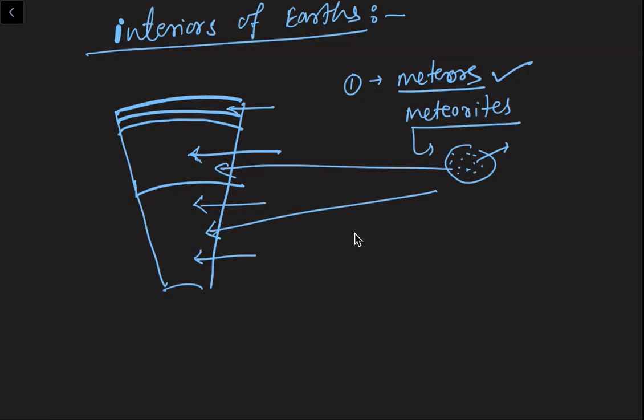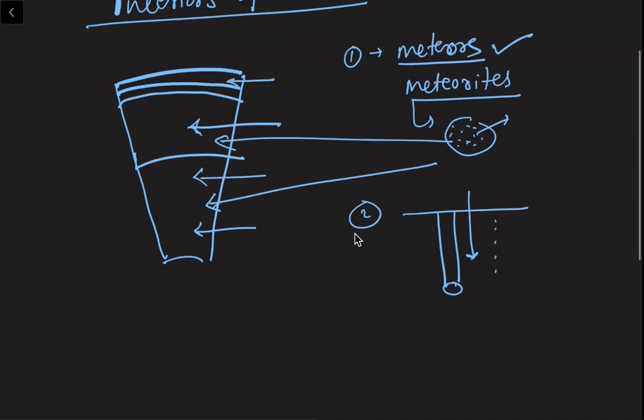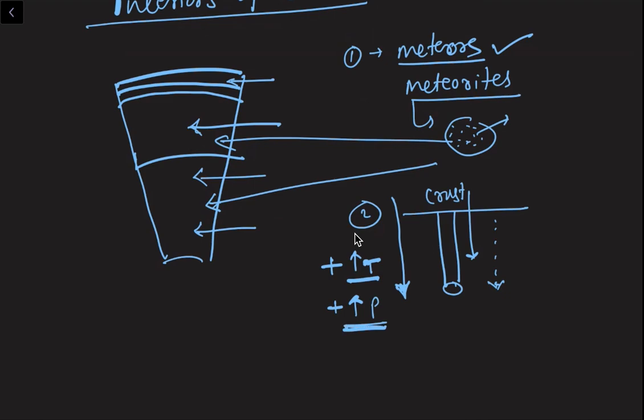Then there are the evidences where we deeply bored inside the Earth's surface. We dig deep and we find the rock structure, the changing rock structure. We also found that as you go deeper inside the Earth, there are two phenomena. First, the temperature starts rising as you go below the Earth's crust. Second, the pressure also increases. So temperature and pressure increase as you go deeper inside.